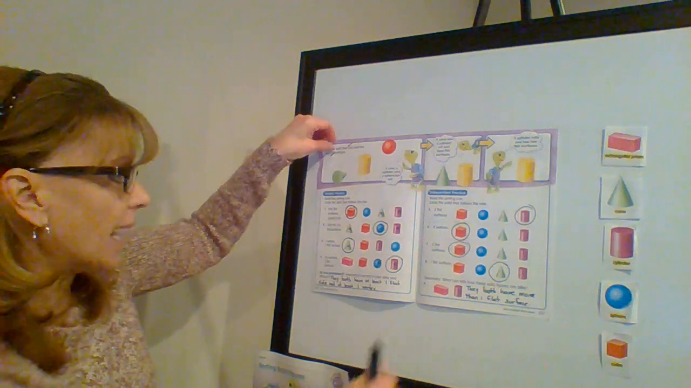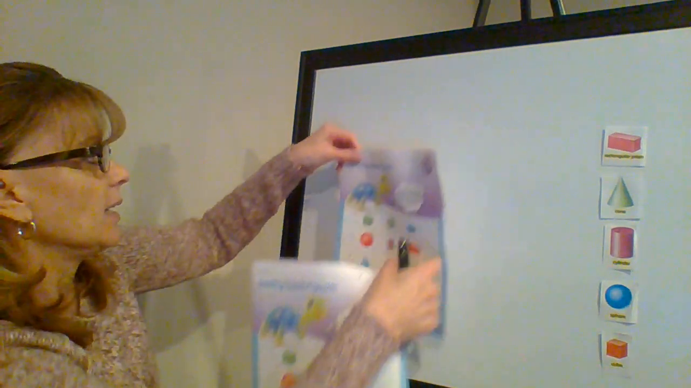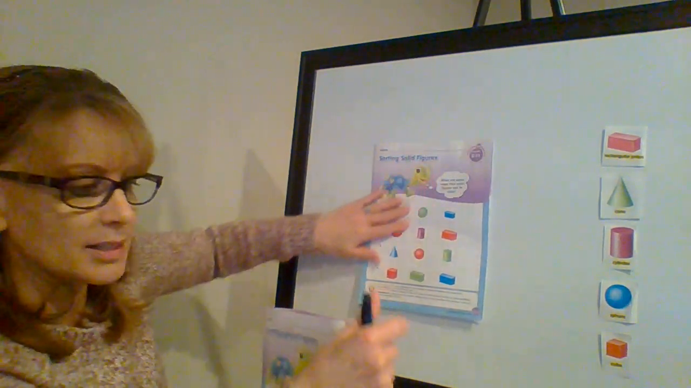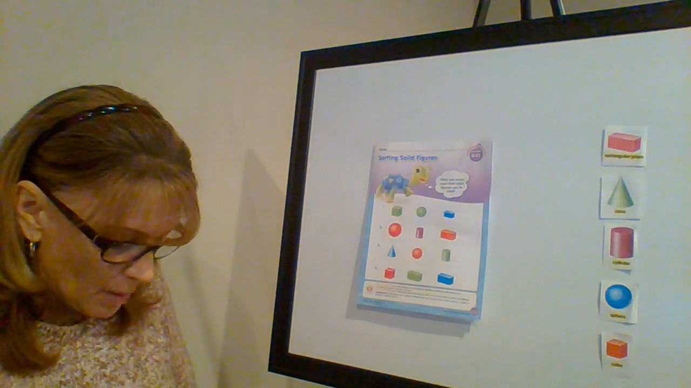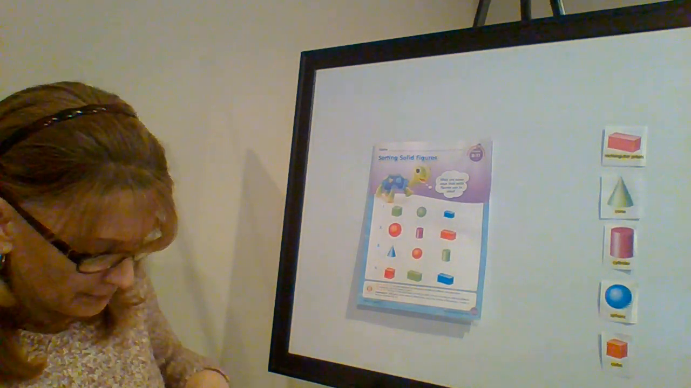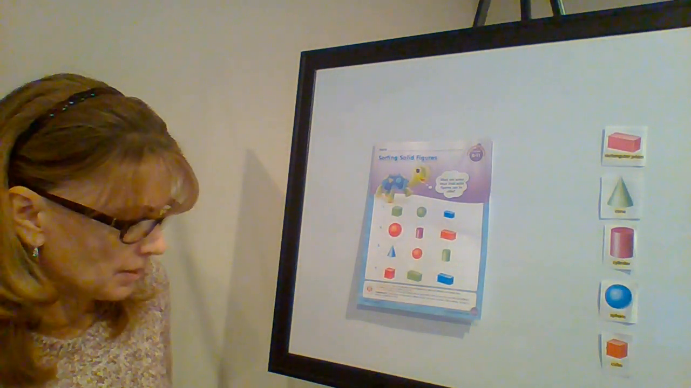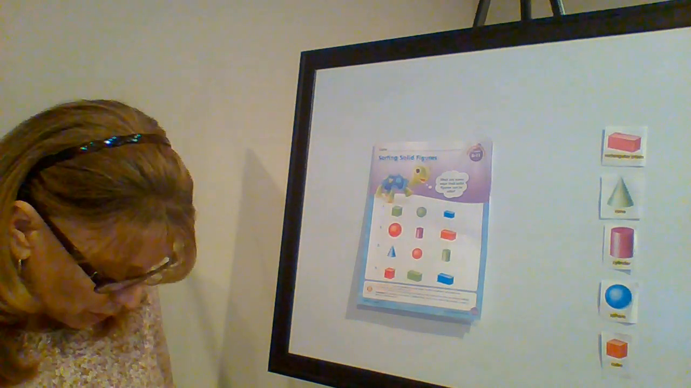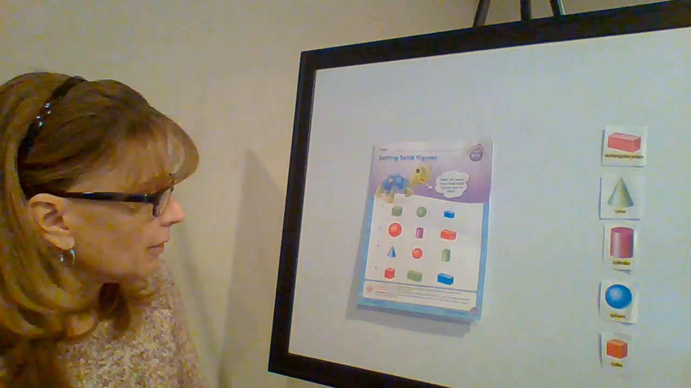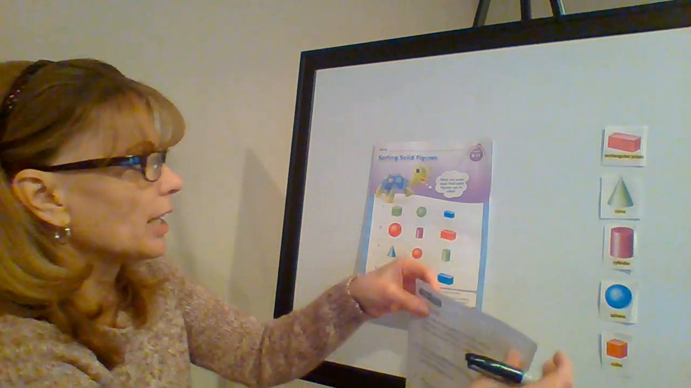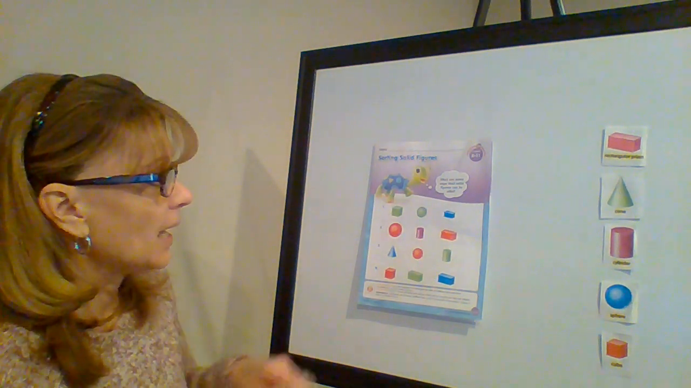Okay, I want to go back and pick up what we skipped in the beginning, now that we've talked a little bit about it and you understand what it is we're talking about. So what are some ways that these are alike? Look at number 1. We have a cube, a sphere, and a rectangular prism. So let's look at just the cube and the rectangular prism. How are they alike?